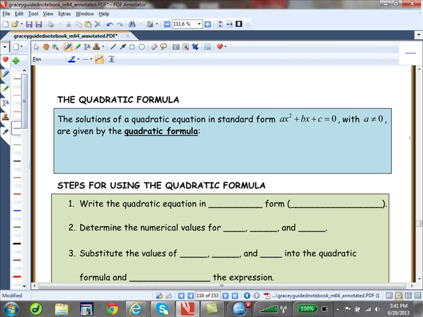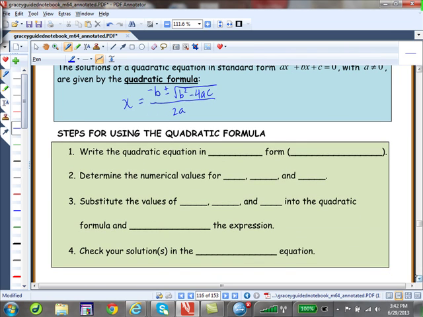Okay, so here we go. We just wrote it. I'll rewrite it over here. x equals the opposite of b plus or minus the square root of b squared minus 4 times a times c all over 2 times a. So don't forget that that fraction bar is also underneath that negative b. So here are some basic steps for using it.